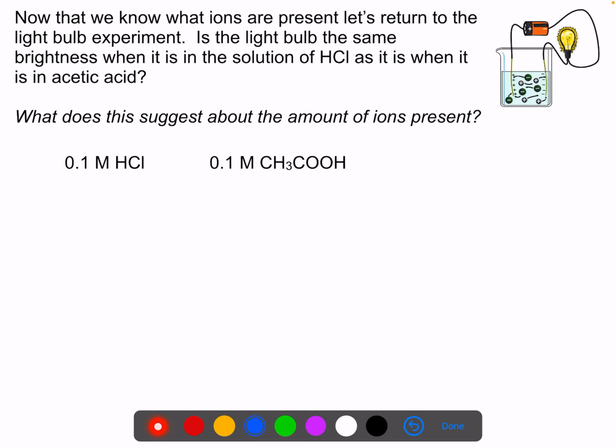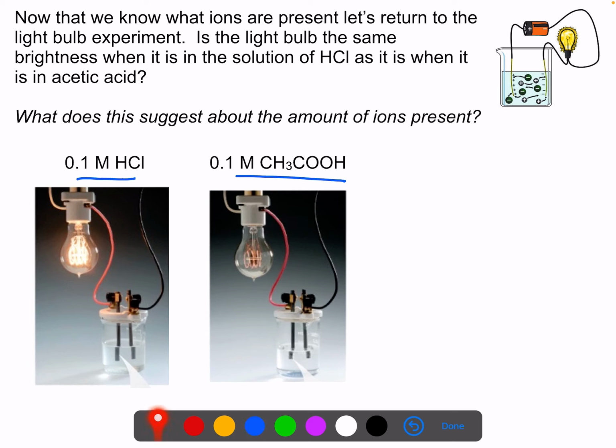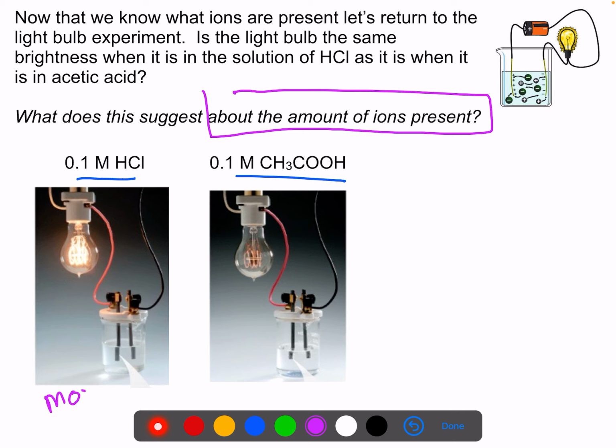All right, so let's go back to this light bulb we started this lecture with. Remember we looked at two things: HCl, and this is acetic acid, CH3COOH. One of the things we noticed is there was a big difference in the brightness. HCl gave a very, very bright light bulb, and CH3COOH gave a very dim light bulb. So that tells us something about the amount of ions present. There must be more ions in the HCl solution than the acetic acid solution.